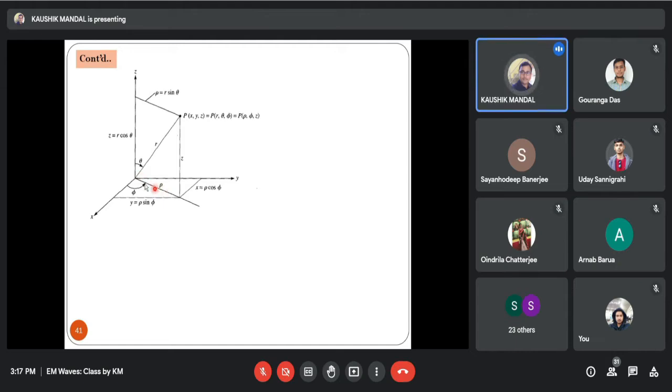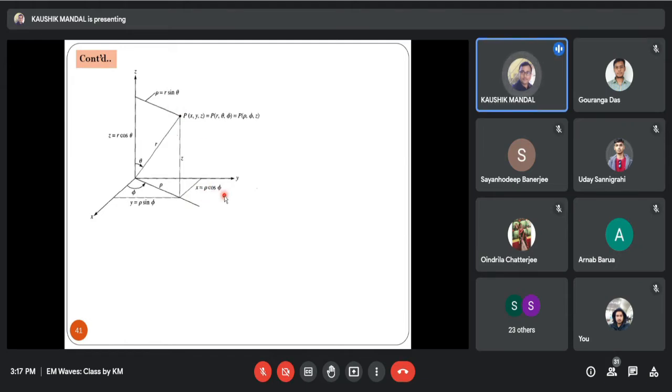Now, rho is the projection of this particular line, so rho becomes r sin theta. Similarly, you can also write z equal to r cos theta. What about x? From this particular figure, you can easily write x equal to rho cos phi. Now, in this equation, you can put the value of rho equal to r sin theta. So x becomes r sin theta into cos phi.